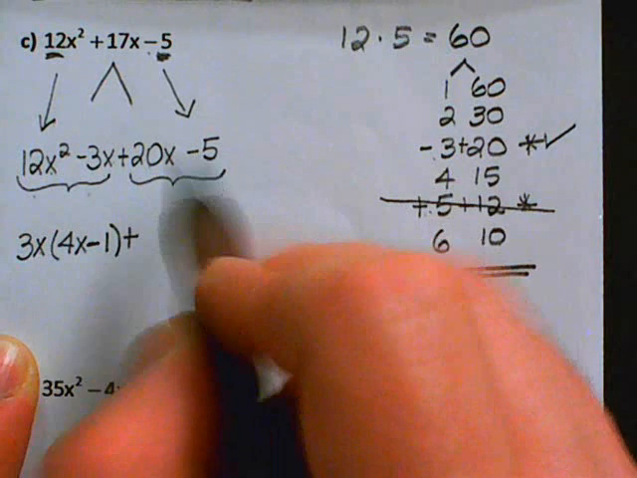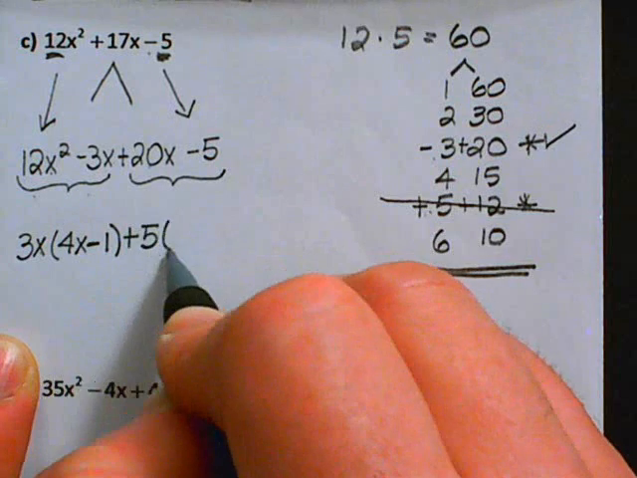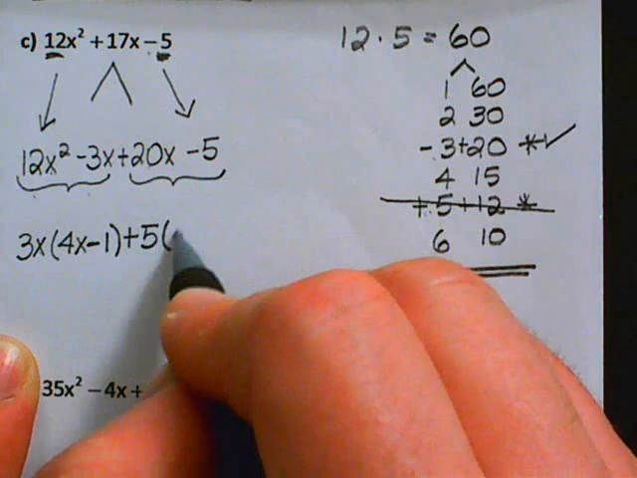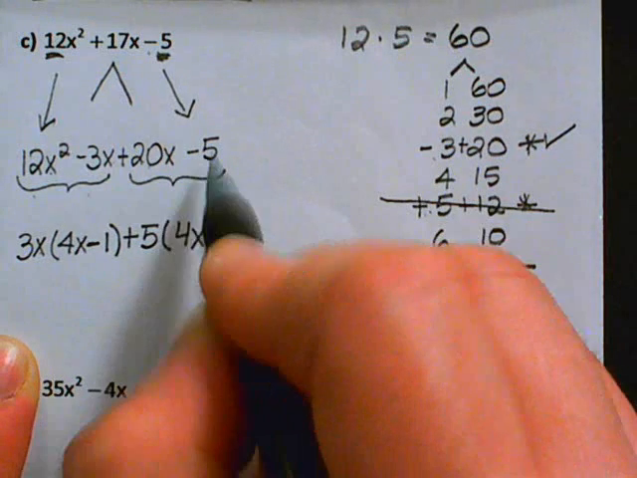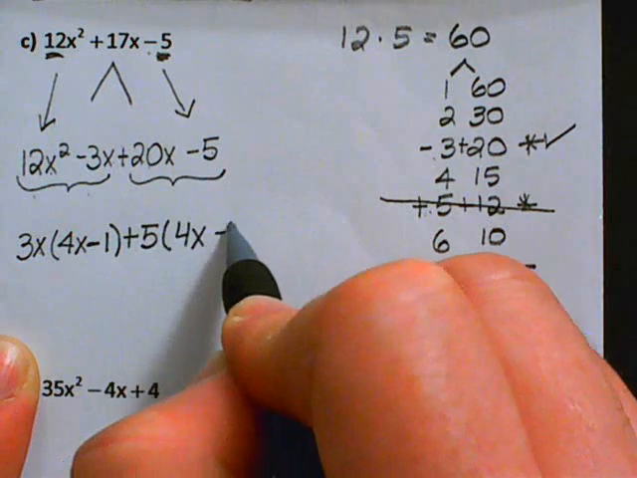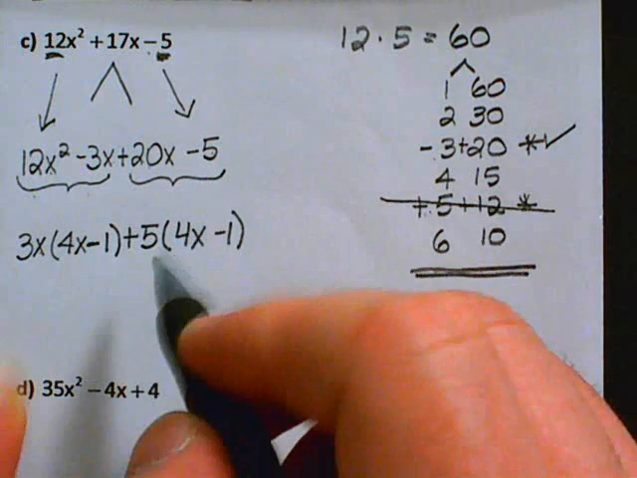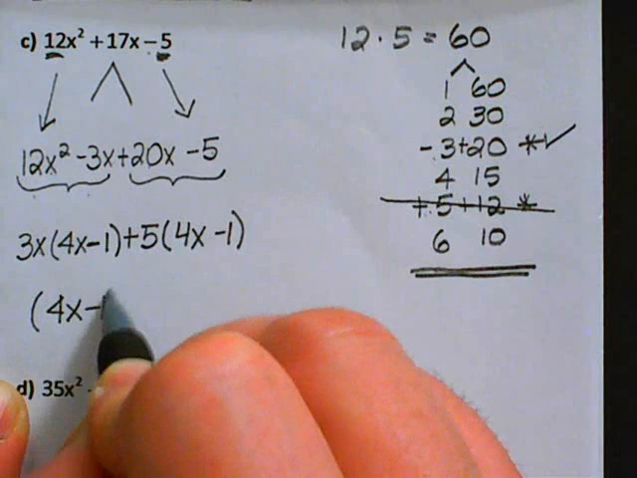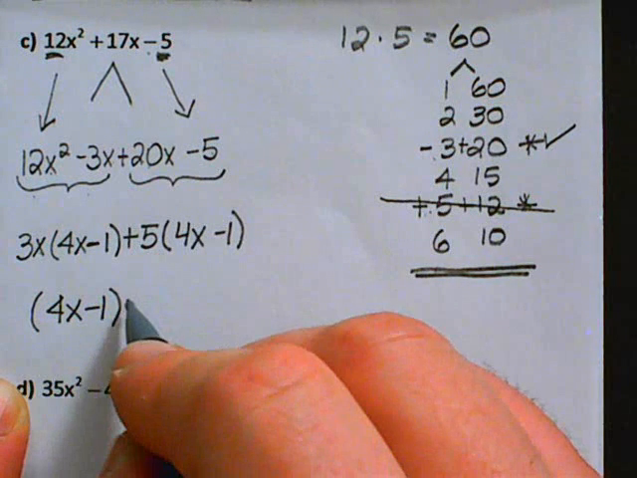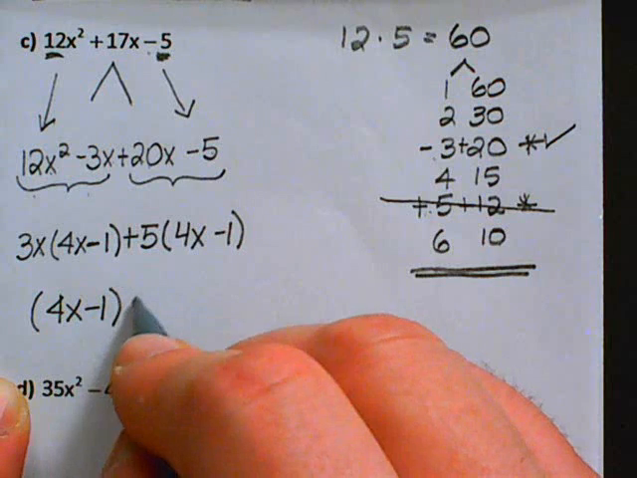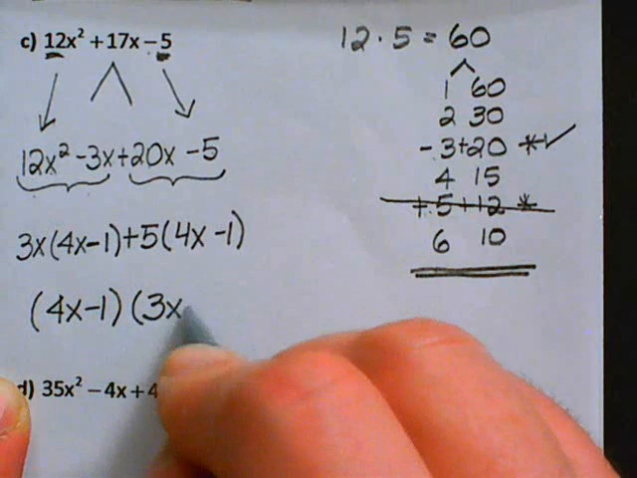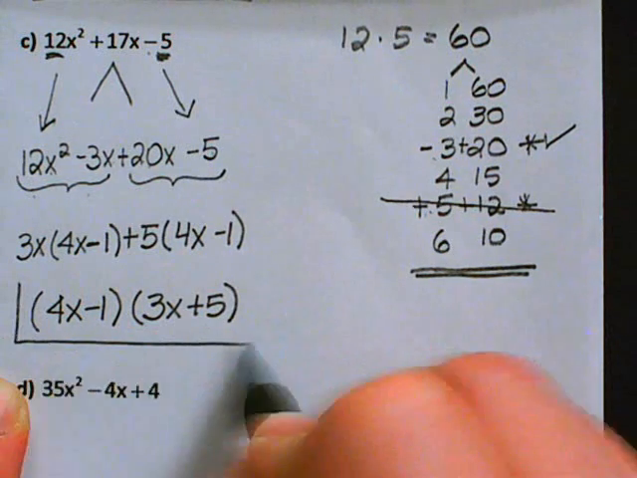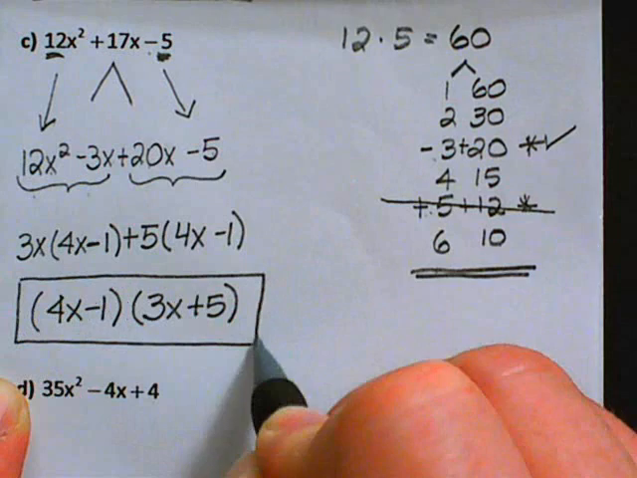Bring down that positive. What can I factor from 20x and 5? The answer is 5. 20x divided by 5 is 4x. And negative 5 divided by 5 is negative 1. With that, what do they have in common? 4x minus 1. And if I remove the 4x minus 1 from each term, I'm left with 3x plus 5. And that's our answer for this problem.